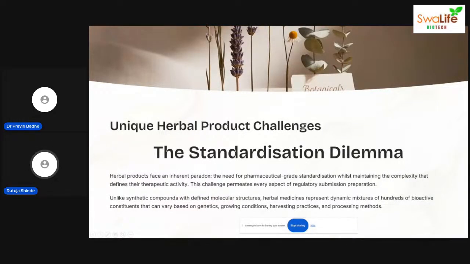Unique herbal product challenge: the standardization dilemma. Herbal products face a paradox. Regulators expect pharmaceutical grade standardization, but we must preserve the natural complexity that gives them therapeutic value. Unlike synthetic drugs, herbal medicines contain hundreds of constituents that vary with the genetics, soil, climate, and processing. Managing this balance is one of the greatest challenges in preparing a CTD for herbal products.